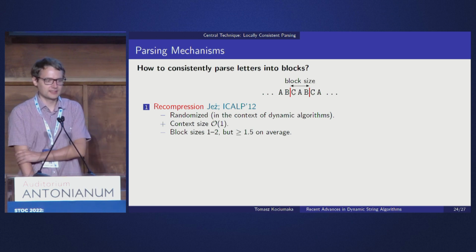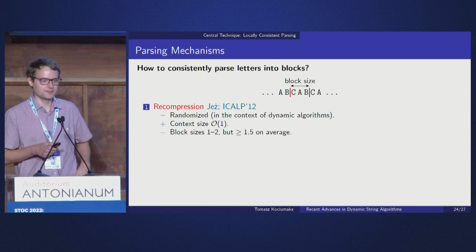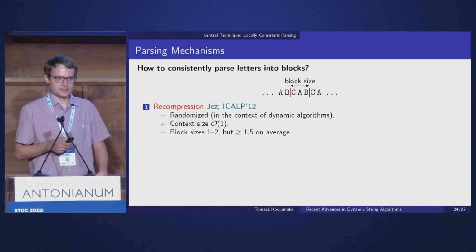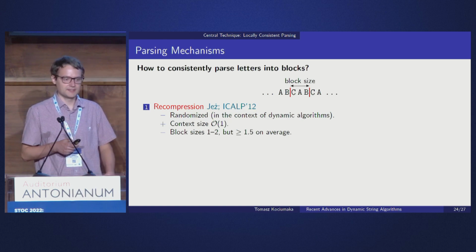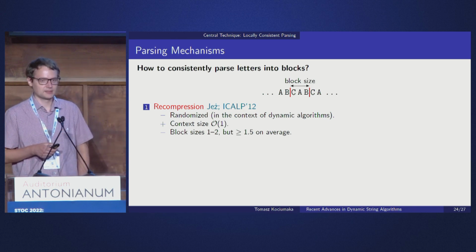And this 1 is slightly annoying, because if you keep producing blocks of size 1, you don't progress in building the parse tree. But we are guaranteed that on average, the block size is at least 1.5, and thus we can still guarantee that the height of the parse tree is logarithmic with high probability.